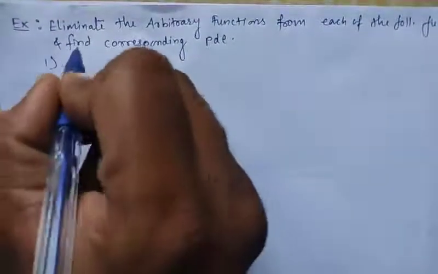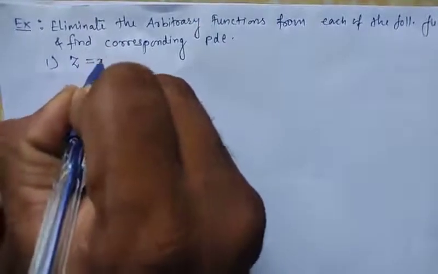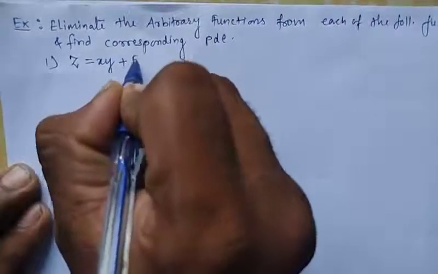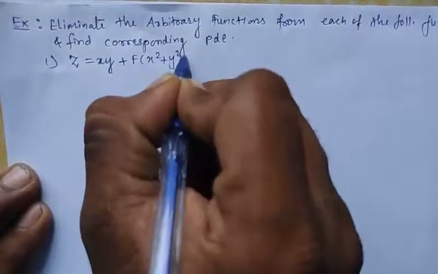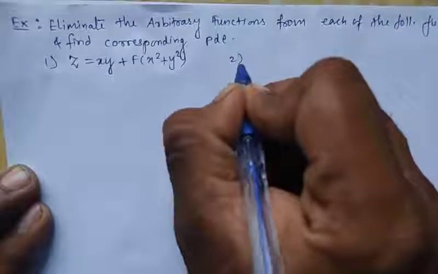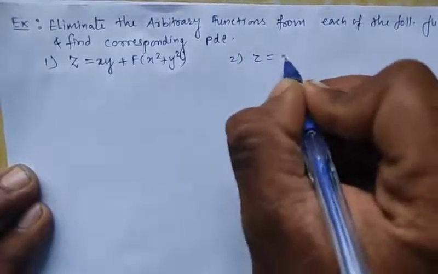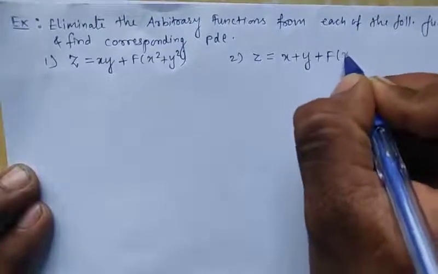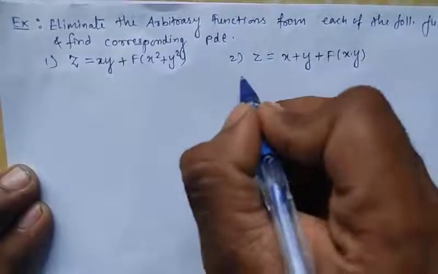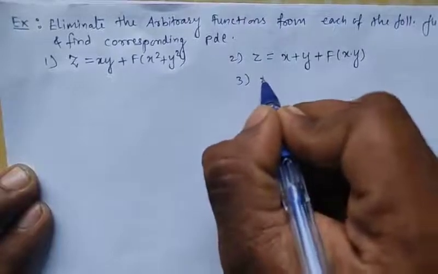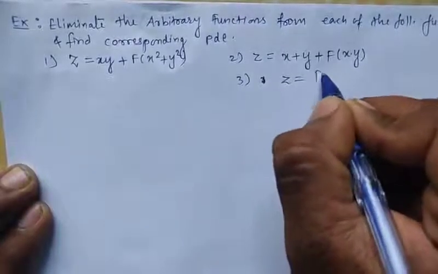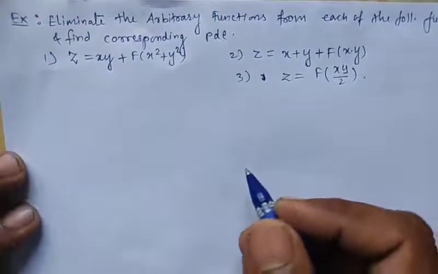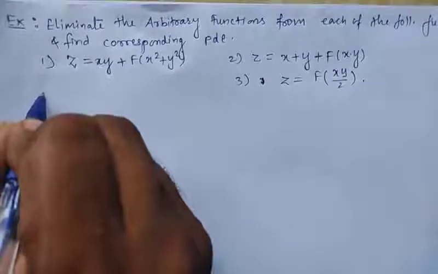So first example is z is equal to x into y plus f of x square plus y square. Second one is z is equal to x plus y plus f of x into y, and third one is z is equal to f of x into y upon 2. Now let's solve this. See the solution.